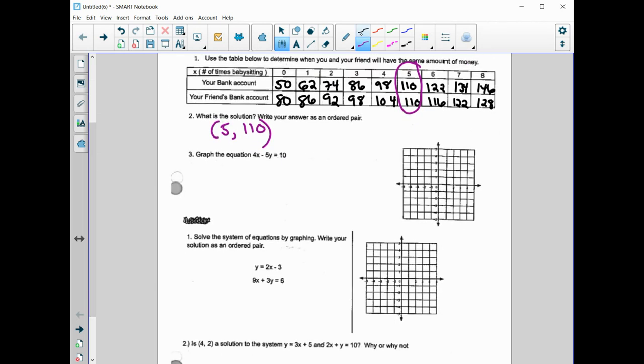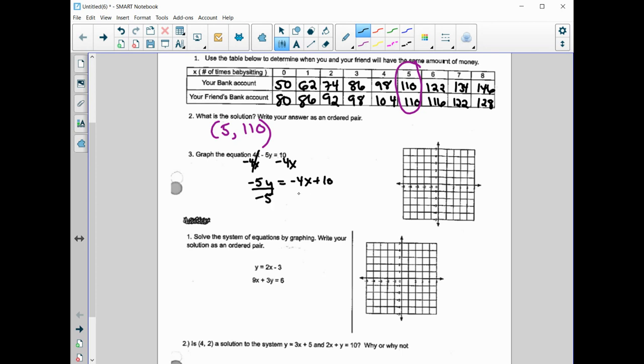All right, number 3 wants us to graph the equation 4x minus 5y equals 10. In order to graph it, it needs to be in slope-intercept form. Right now, it's in standard form. So I first need to move the x to the other side. I'm subtracting 4x, and I get negative 5y equals negative 4x plus 10.